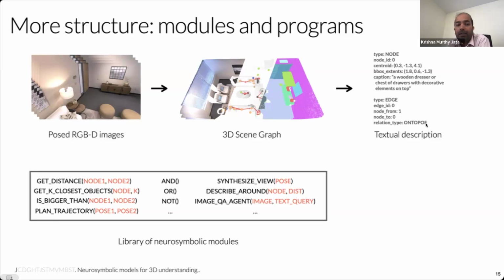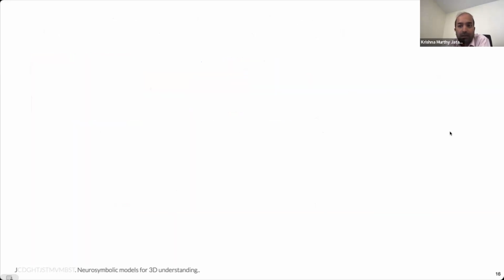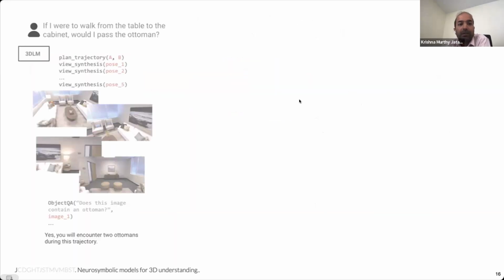And the idea here is, instead of having neural nets directly output objects of interest, can we synthesize programs by leveraging these modules so that we have more prescriptive 3D understanding? An example of that, for sake of time, I'll just run through one example.